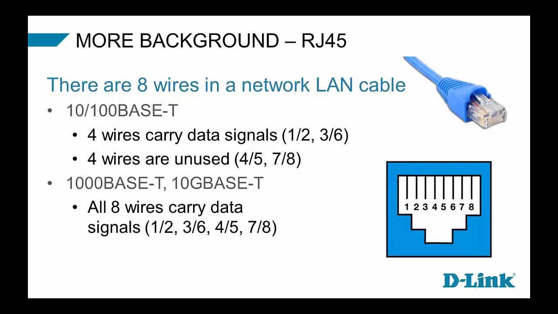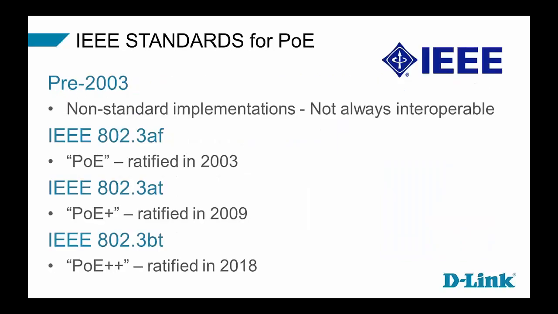Now in gigabit, 1000 base T, and 10 gigabit, 10G base T, all 8 wires, all 4 pairs, 1, 2, 3, 6, 4, 5, and 7, 8, are carrying data traffic. So that's good background to know for upcoming slides. We'll talk quickly now about the IEEE standards.